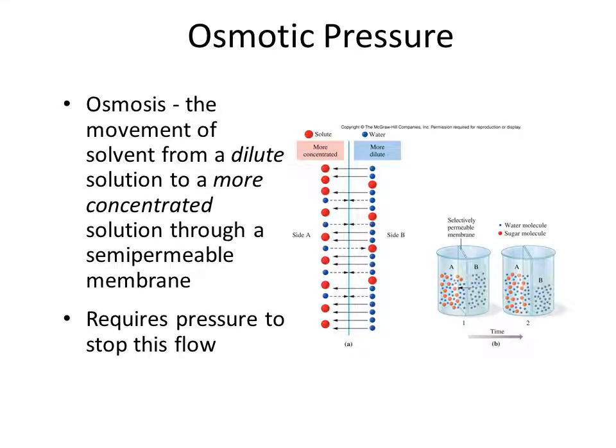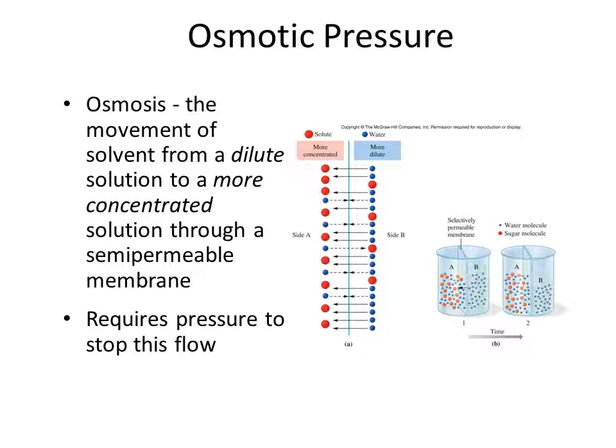So what we see in this picture is a diagram that shows water, which are the little blue spheres, moving from where the solute, the red spheres, are more dilute to where the solute, the red spheres, are more concentrated. So basically the water is trying to dilute down the more concentrated solute.